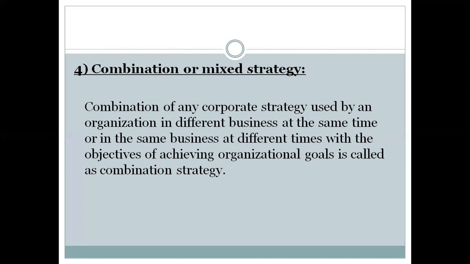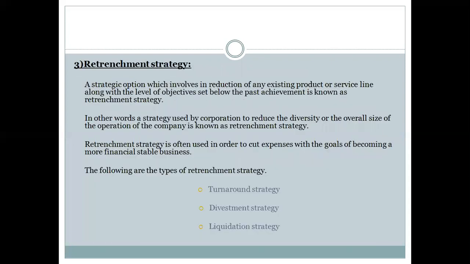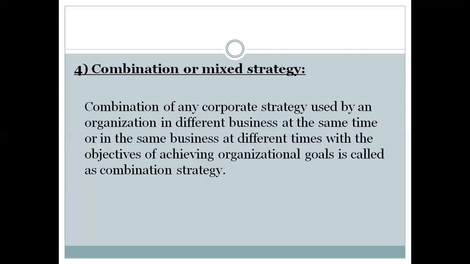But the ultimate objective is achieving the organizational goals. Under mixed strategy, the first 3 strategies are also used. I will show you: that is stability strategy, growth strategy, retrenchment strategy, mixed. It depends upon the situation. According to the situation, the organization uses these strategies. We cannot say which strategy the organization will fix. They will use strategies based on the situation and conditions. That is called mixed or combination strategy.